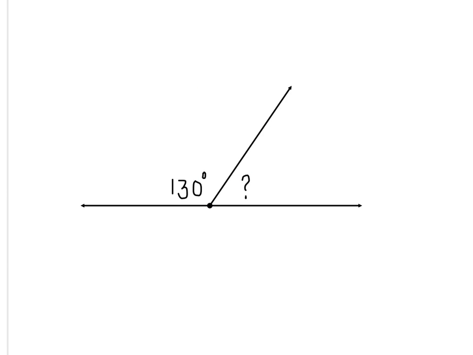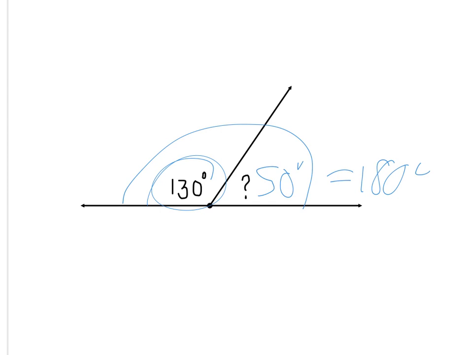Something like this, again, it doesn't say supplementary, but we know it's a straight line, which is 180 degrees because it's a straight angle. So together they equal 180. So if you already have one that's 130, what's left over? Well, it would be 50.